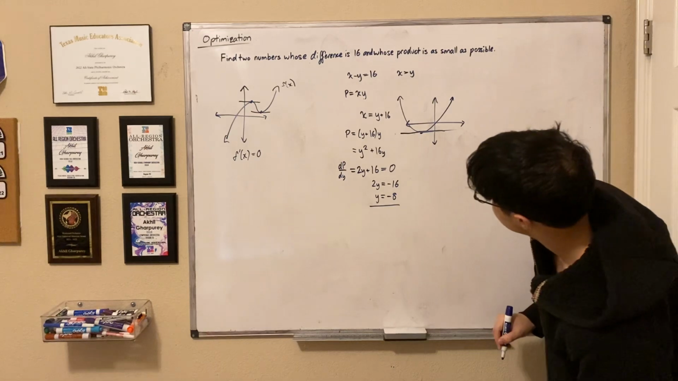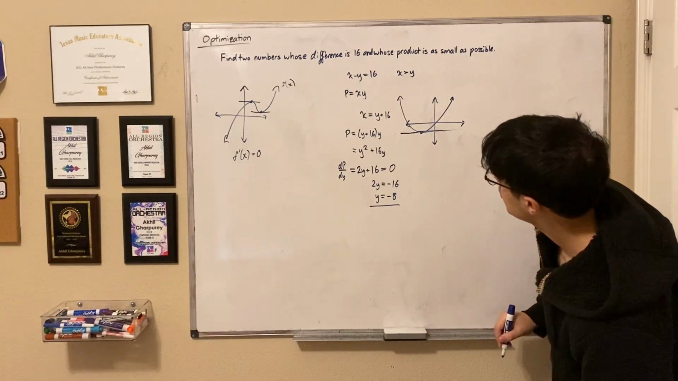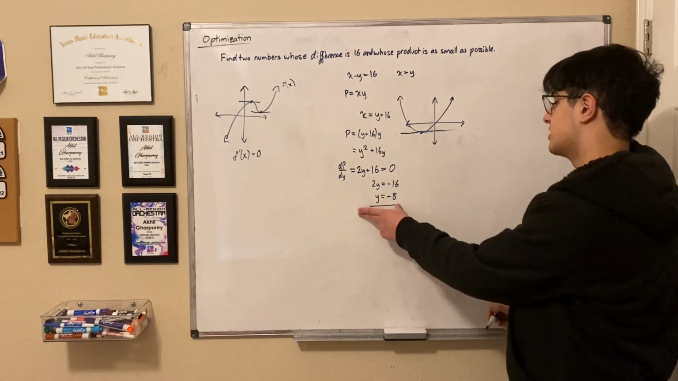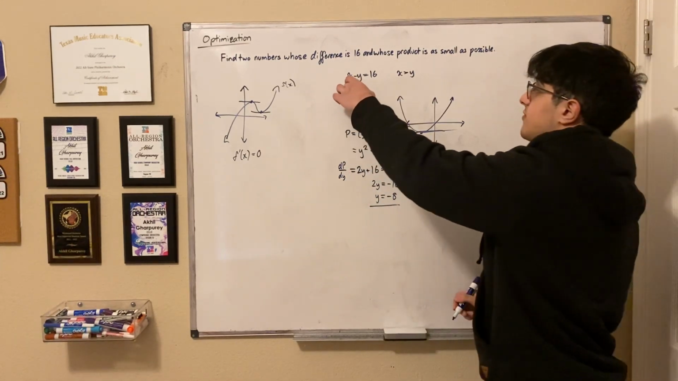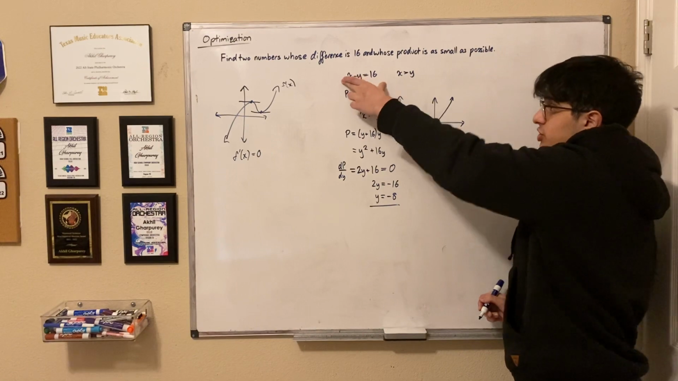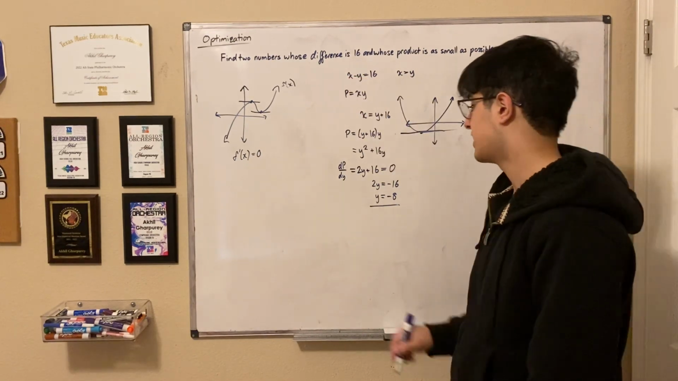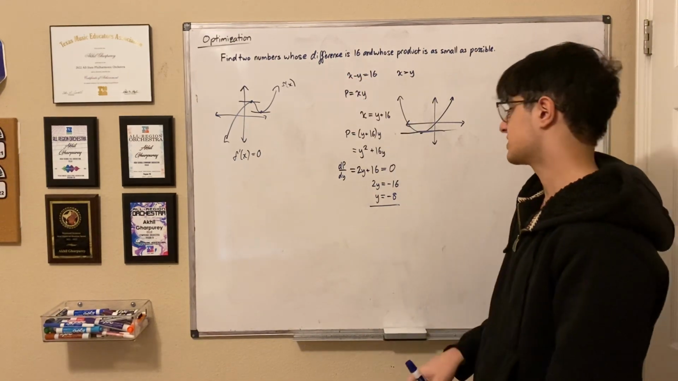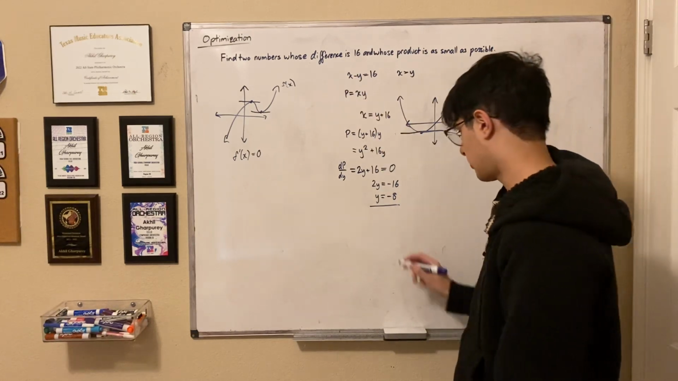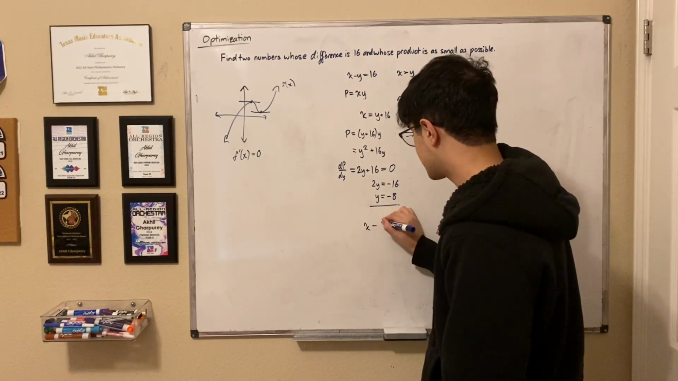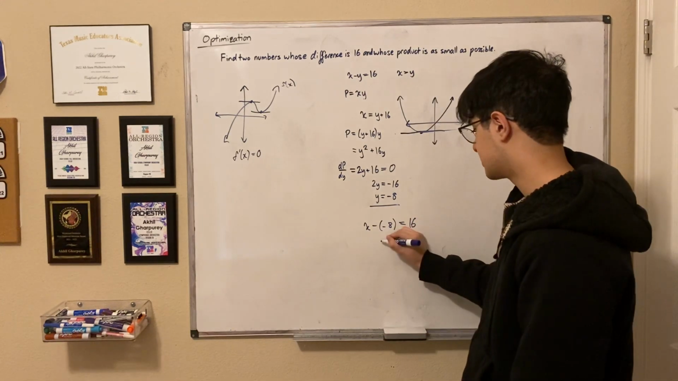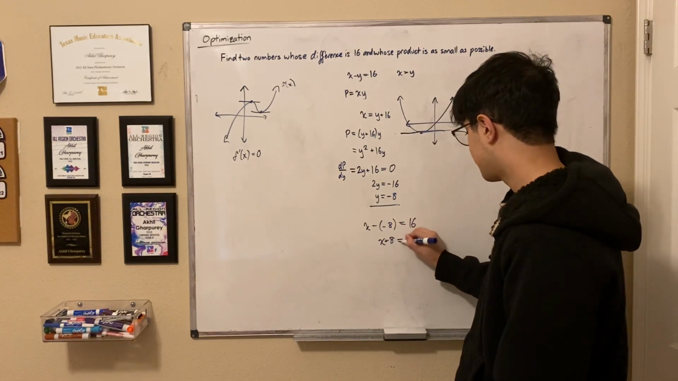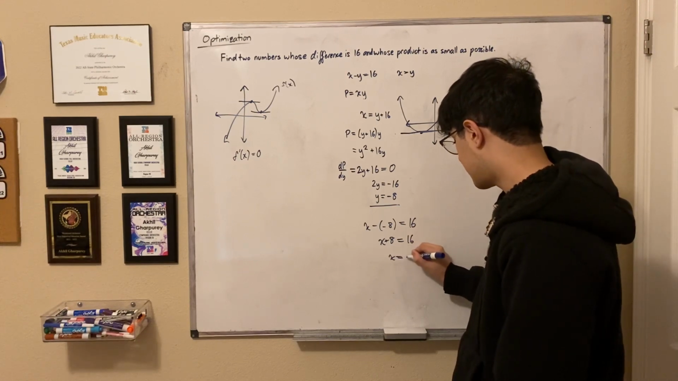So this is the first of the two numbers that we need to find. Not only do we need to find what y is, we also need to know what x is. Thankfully, we have an equation here that we can use to find x. Since x minus y is 16, let's plug in negative 8 for y. When we do that, we get x minus negative 8 is equal to 16. These two minuses cancel out, so we get x plus 8 equals 16, and then x equals 8.